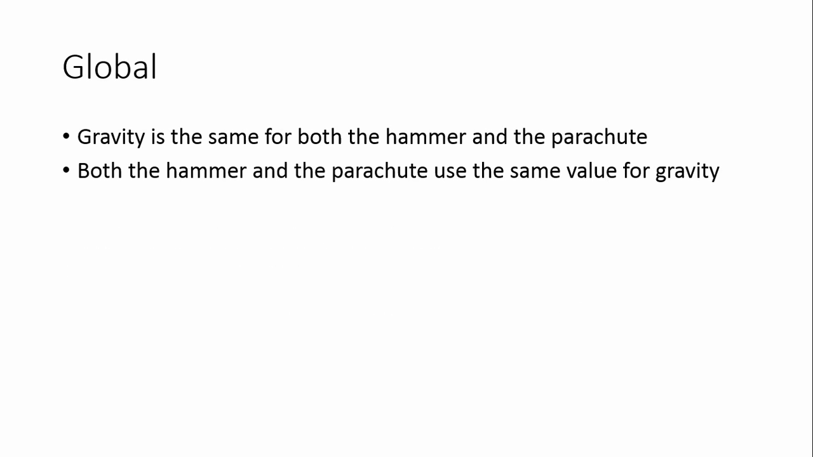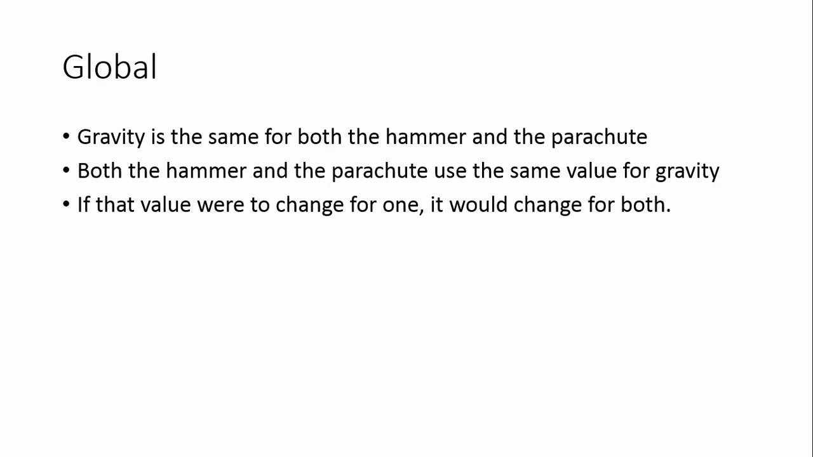Both the hammer and the parachute use the same value for gravity. And if that value were to change for one, it would change for both. Say if you were to leave the Earth and go to the Moon and give it an atmosphere, etc., you would find that both would fall at a slower rate because gravity had dropped down to a third of its original value. And that's what we call a global value.